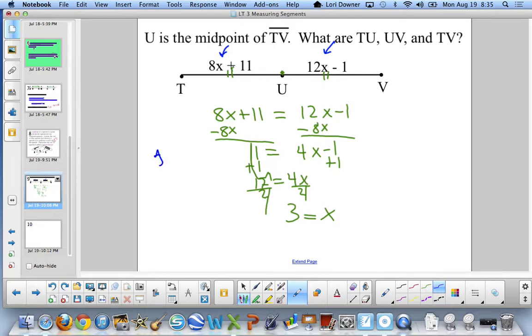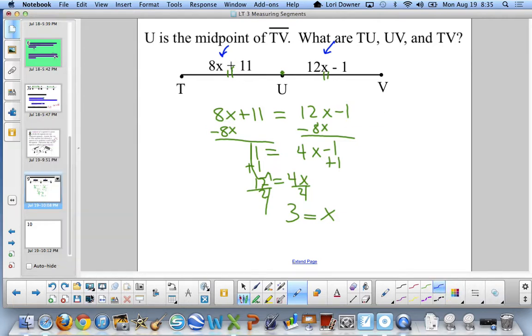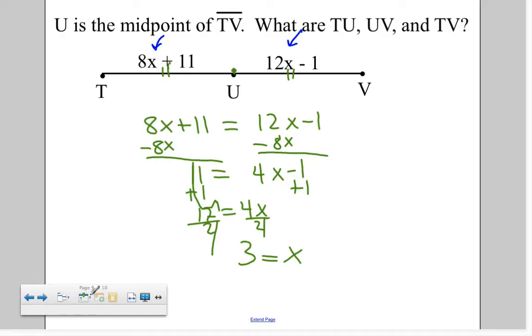So knowing that, I get 8 times 3 plus 11, which is the length of TU. I should label that. So TU, 8 times 3, 24 plus 11, gives us 35. So TU is 35.